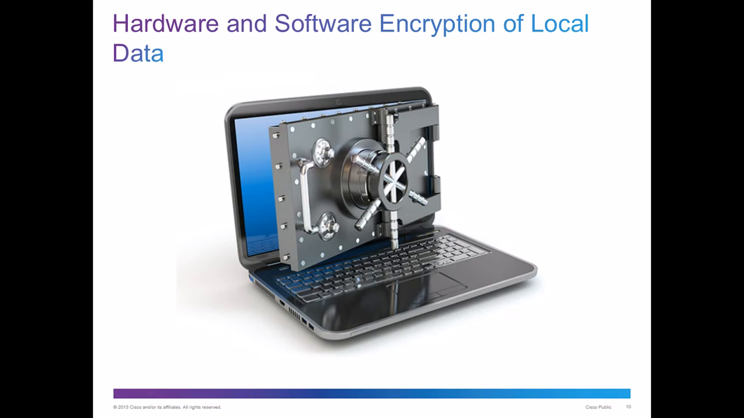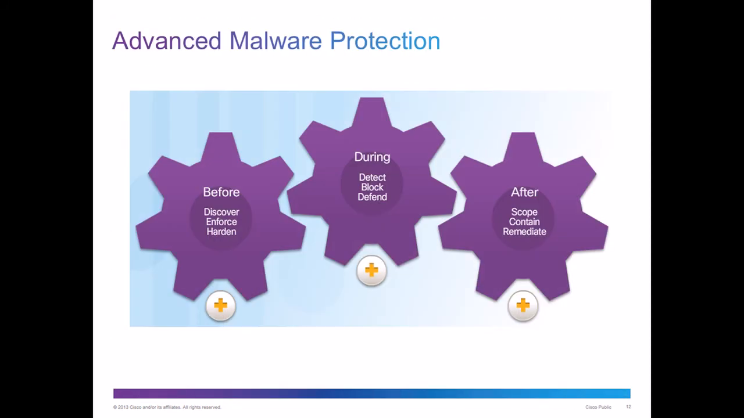When it comes to the hardware and software encryption of your local machine, Mac software allows that, and BitLocker for Windows, and there's a whole bunch of others like TrueCrypt and other software that you can install on your local machine to completely encrypt the hard drive. You can encrypt specific files on your machine using the EFS system, but you can also encrypt the whole hardware, the whole hard drive. All right, so here's the AMP, the Advanced Malware Protection.